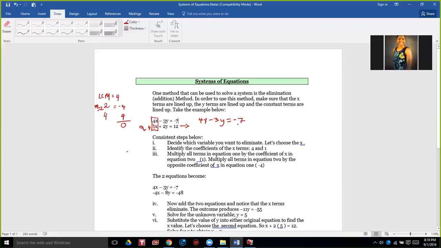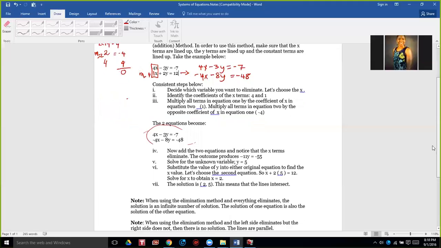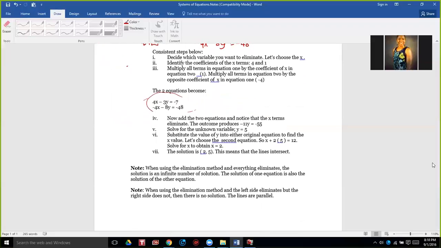And when you do the multiplication of the second one, you have to do it by everybody, including the 12. So that becomes negative 4x minus 8y is equal to negative 48. And that's what I have here, as you can see. So now you are ready to add. If we add, the x's eliminate, and you end up with negative 11y is equal to negative 55.